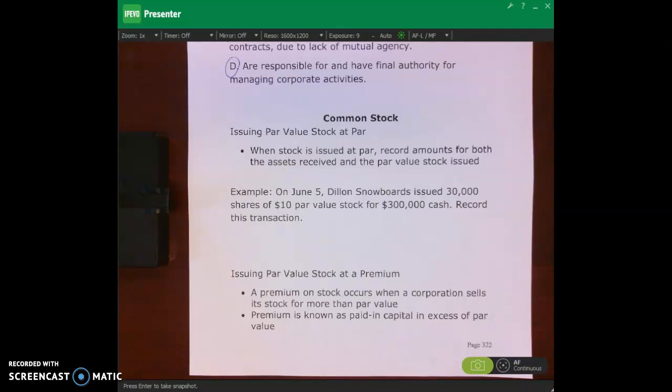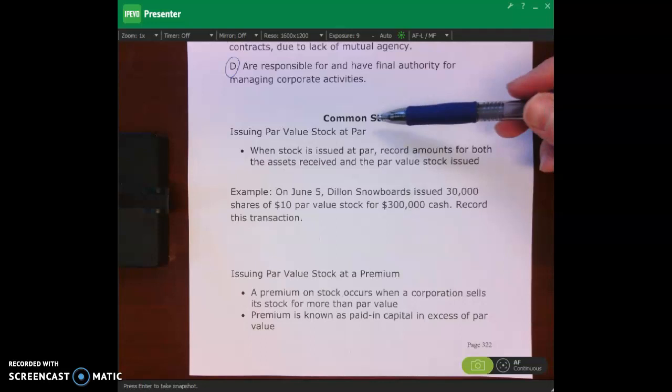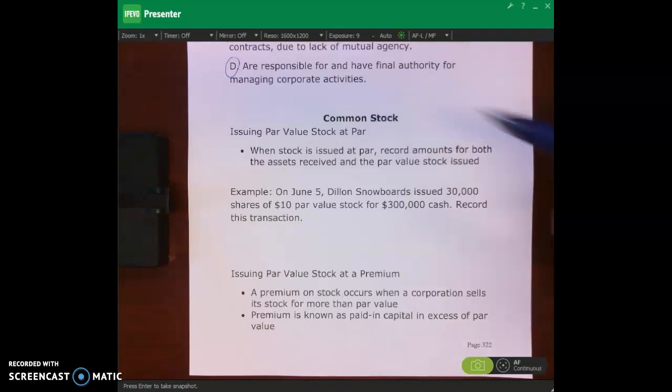All right. So we have a couple different options here. We can issue par value stock at par. We can issue stock at a premium. And then we can also issue no par value stock and stated value stock. And so we'll talk about those journal entries and then we'll do some quick check problems, okay?